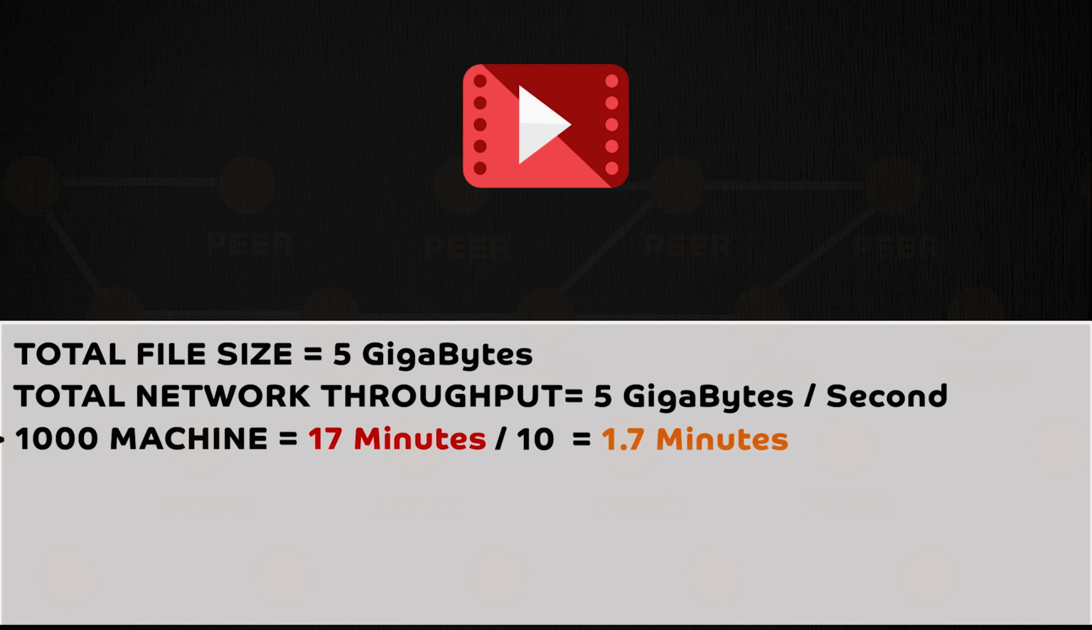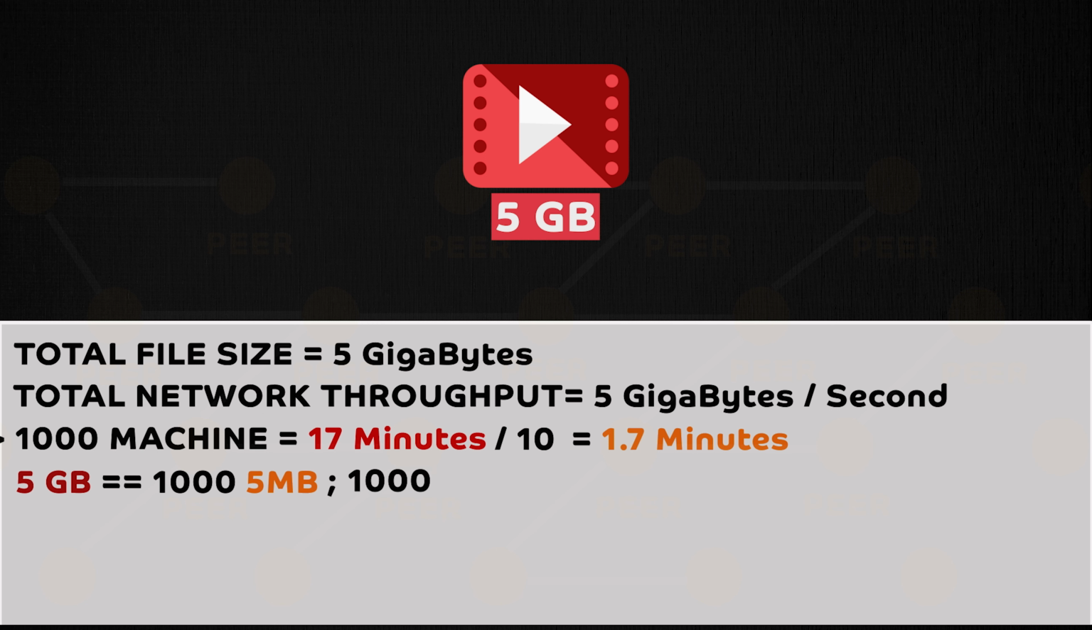Continuing with our example, let's say we divide the 5 GB file into 1,000 files of size 5 MB each. After we split the 5 GB file into 1,000 5 MB files, we can now transfer all these 1,000 5 MB files to 1,000 machines. That is, we send one 5 MB file to each machine. And this will take 1 second because 1,000 5 MB files is effectively a 5 GB file. And since we assumed a network throughput of 5 GB per second, this means we can transfer 1,000 5 MB files per second to 1,000 machines.